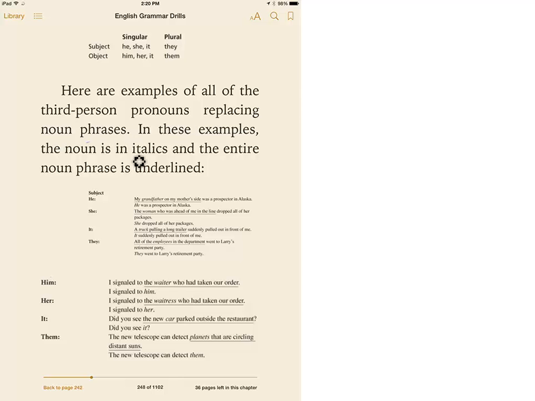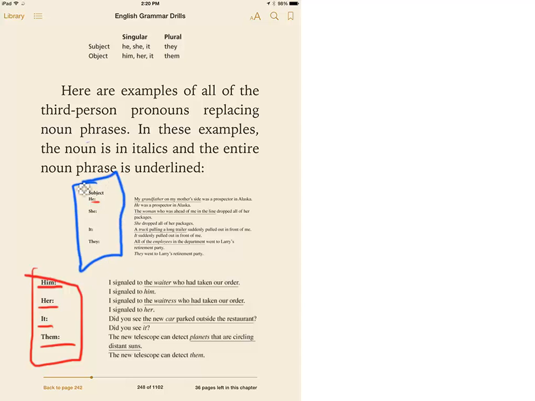In these examples, the noun is in italics and the entire noun phrase is underlined. I'm not going to go through these with you, but I want you to read these, and it gives examples of each noun phrase, of how each of these is used. Okay, all the objects, and then all the subjects, and how they're used to replace noun phrases.